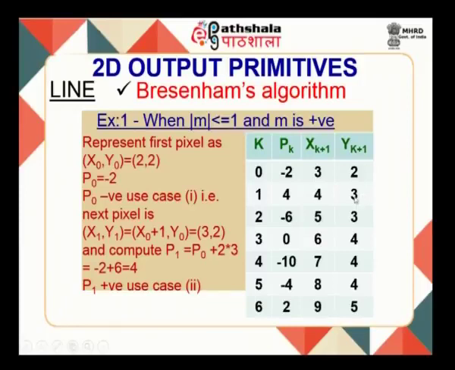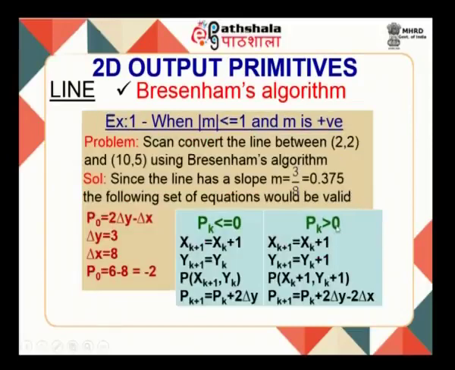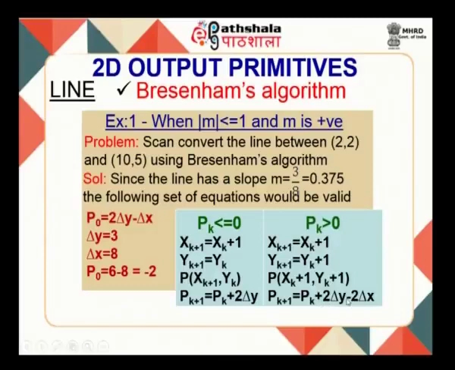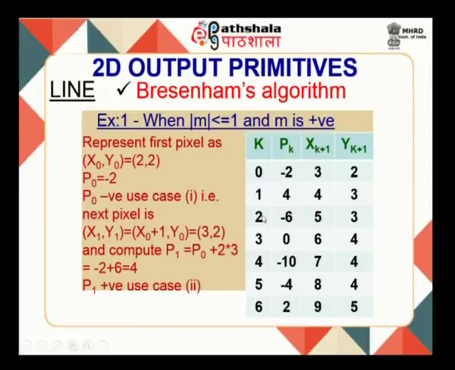So, because it is positive, the next y is the one higher than the previous y. This is previous y and the next y is 3. So, if you look at this equation for Pk greater than 0, the next y is previous y plus 1. So, if you continue further like this, that is compute the next decision parameter using this equation, because we got a case greater than 0. So, Pk plus 1, which is P2, is equal to P1 plus 2 delta y minus 2 delta x. That is how you should be calculating for the next decision parameter.